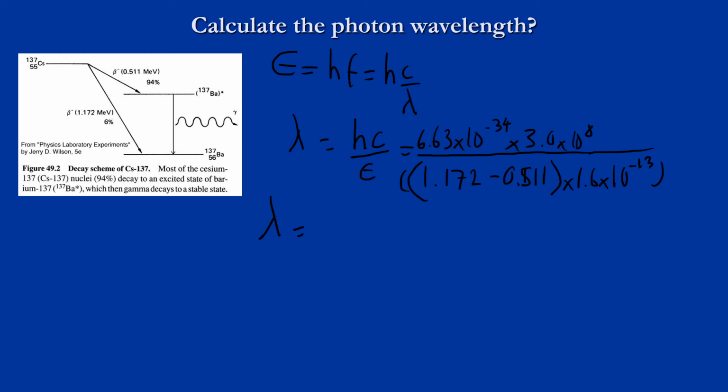And we'll go to three significant figures, and you get 1.88 times 10 to the minus 12 meters. So just check, remember that one electron volt is equal to 1.6 times 10 to the minus 19 joules, just so you're happy with the conversion. So that means 1 mega electron volt is equal to 1.6 times 10 to the minus 13 joules.